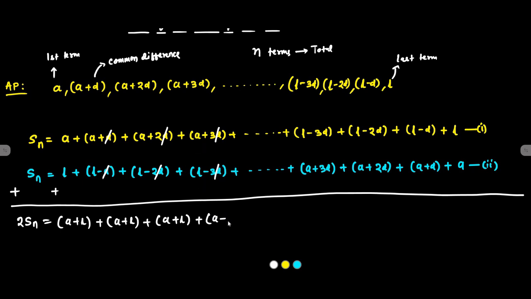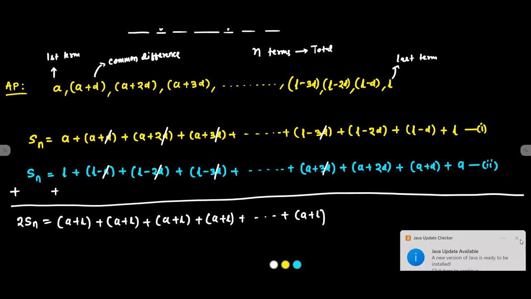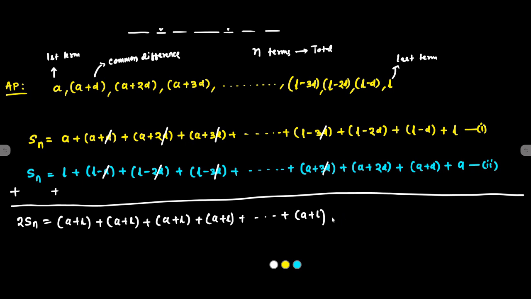And it goes on and on. Here also, L minus 3D, A plus 3D, minus 3D plus 3D, we have L plus A or A plus L, same thing. Then here minus 2D plus 2D, here minus D plus D, so we have here also A plus L, and the last here we have L and A, which is A plus L.